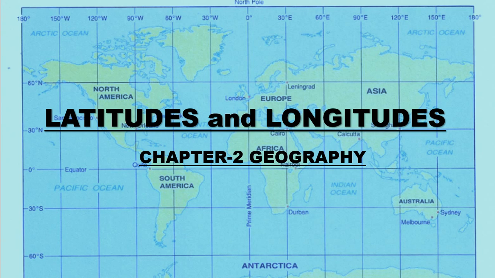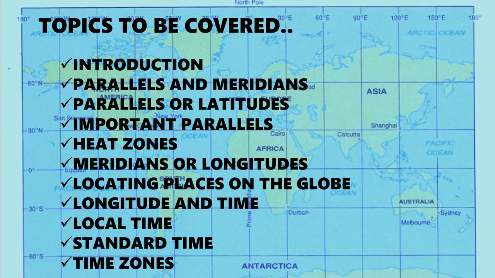So what are we going to study in this chapter? In this chapter, we will be discussing these topics. The first one is the introduction. This is an introduction to our planet Earth, and some reference points which are very much necessary for describing the location of a place. Then we'll be moving to parallels and meridians. These are sets of circles. We'll be reading about them in brief. Then we'll be dealing with these topics in detail in other topics like parallels or latitudes and meridians or longitudes. Then we'll be reading about important parallels, heat zones, locating places on the globe, then local time, standard time, and the last one is time zones. So let us move on and start our chapter.